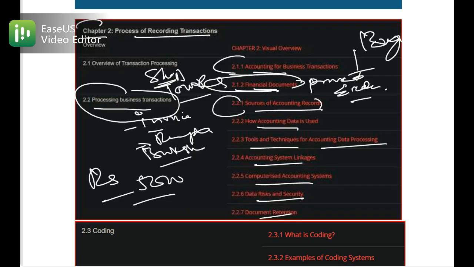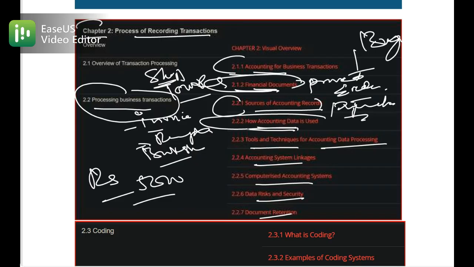So, the purchase invoice. And how accounting data is used. This means that data is used to prepare reports, check performance and make decisions. For example, monthly sale data helps decide which product is most profitable, right?